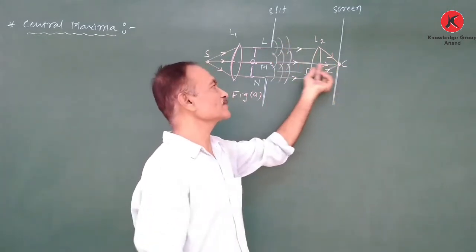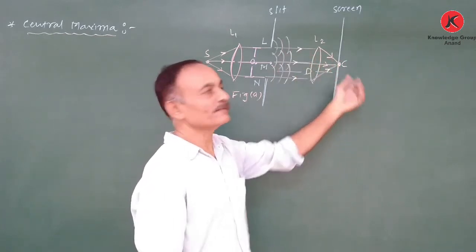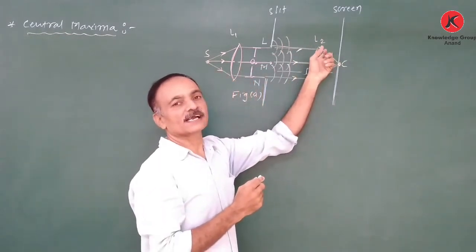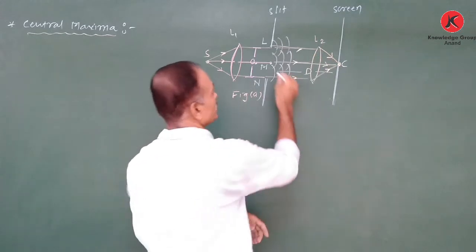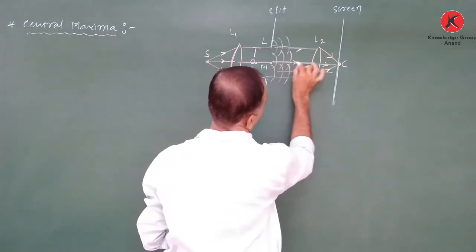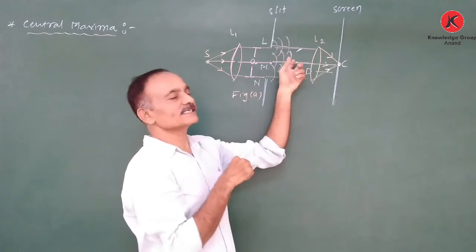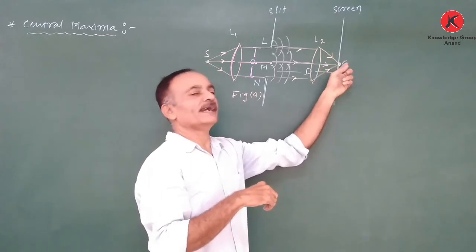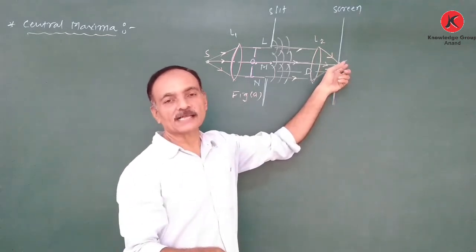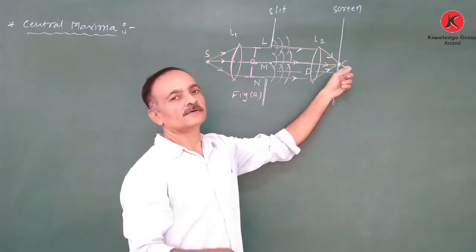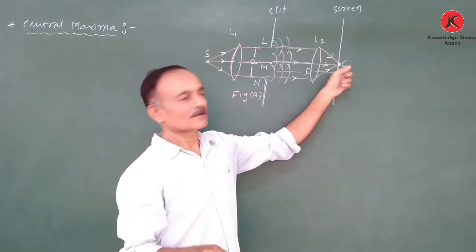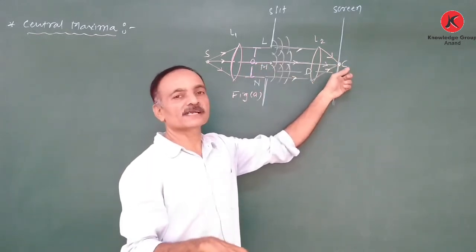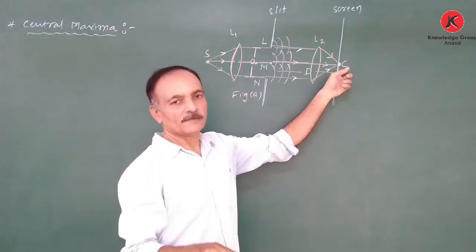Therefore, the path difference of all the waves at point C is 0, because the upper ray travels a long distance in air but less in glass, and the wave emanating from the point M travels less distance in air and a long distance in glass. Therefore, all the waves meet at point C at the same time, so the path difference is 0. Therefore, C is illuminated, shown in the back. That is known as the central maxima.